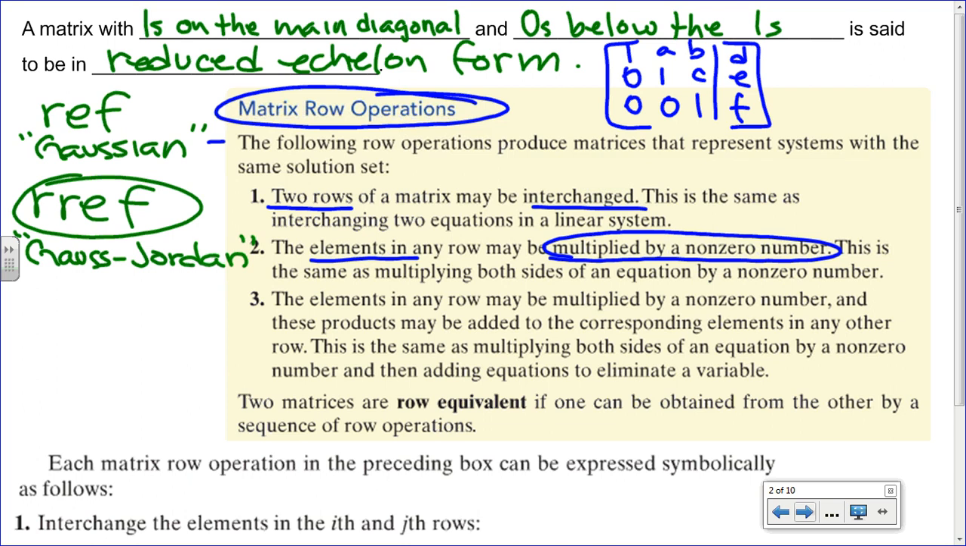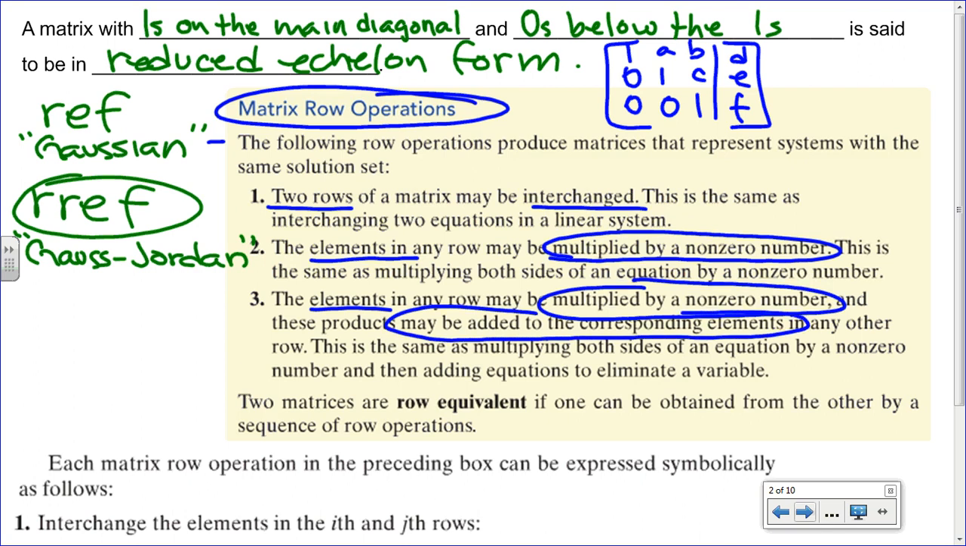Number three, the elements in any row may be multiplied by a non-zero number, and then after that, you could add them to another row. And we're going to be doing that in a minute. So that is equivalent to multiplying both sides of the equation by a number. So you don't really change the equation, you just change the way it looks, but you don't change the equivalency. Lastly, two matrices are row equivalent if one can be obtained from the other by a sequence of operations. So as long as you do the same to the whole row, they will still be equivalent.